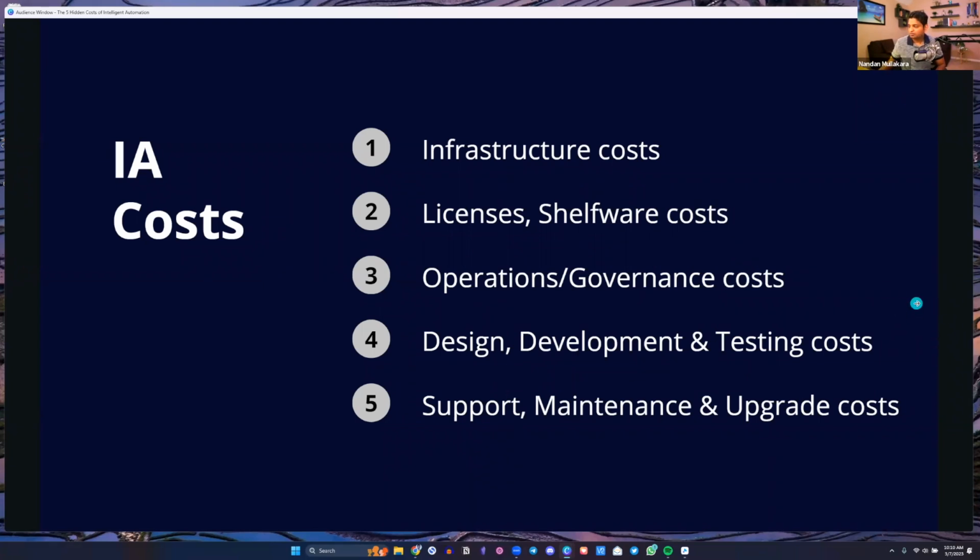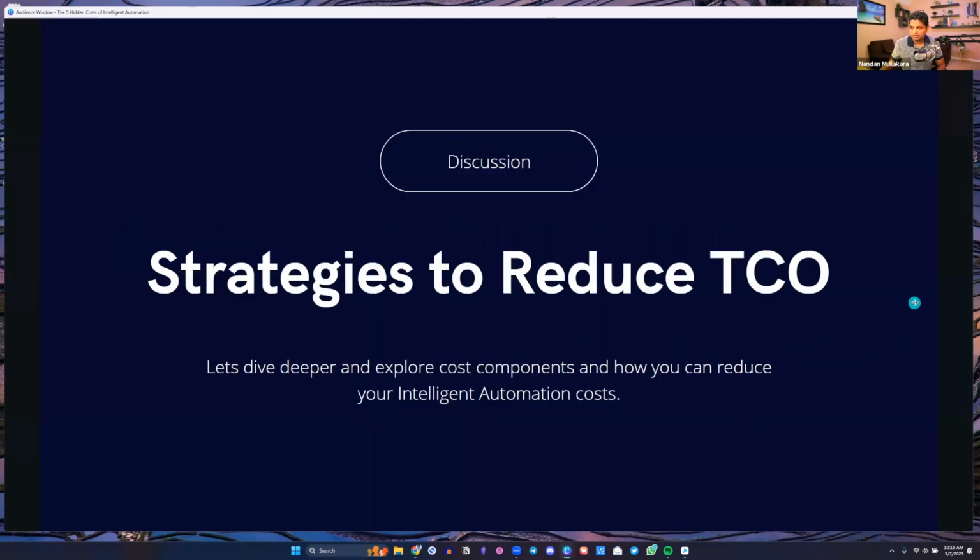Okay, so this is where we get into the discussion with Ahmed, and we're going to talk about strategies to reduce the total cost of operations, or the costs involved, and how we can reduce the costs in the intelligent automation, in your intelligent automation program.